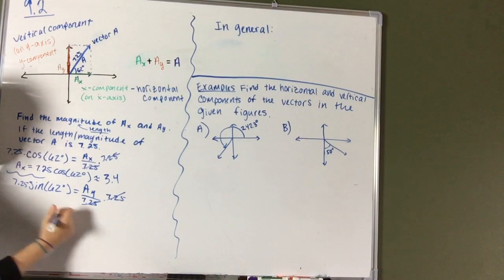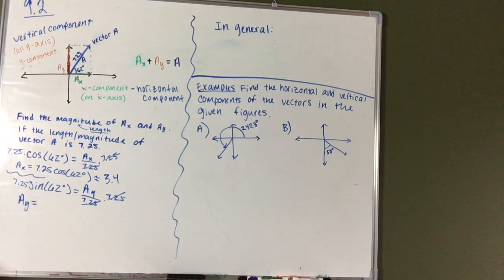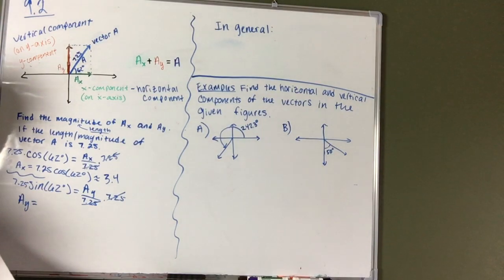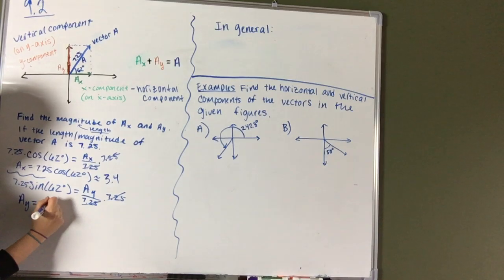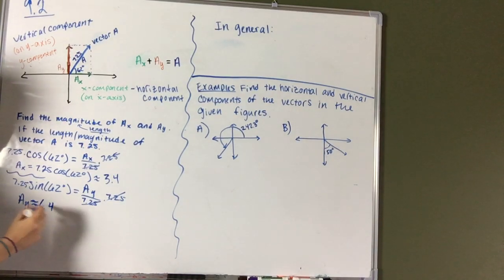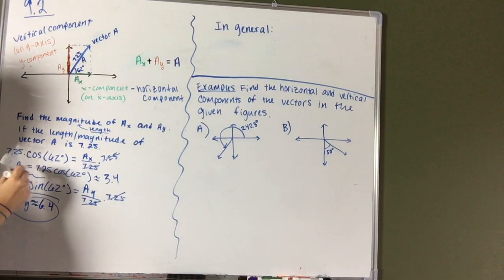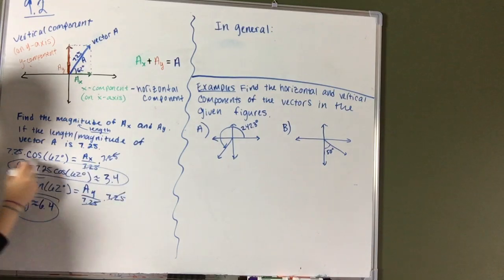So we get that our y component, if we multiply 7.25 times sine of 62 degrees, we're going to get 6.4 approximately. Alright, so we have it. That's our y component, that's our x component.